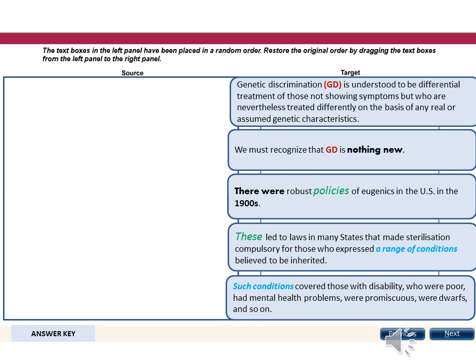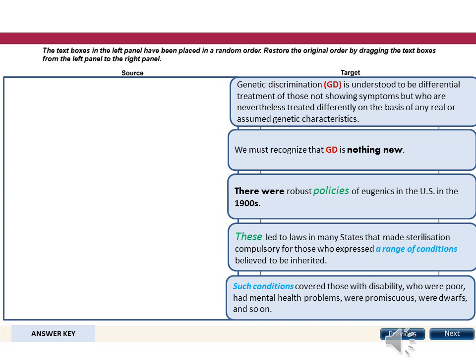The first sentence defined genetic discrimination, and the next sentence refers to it again as GD. Then it says it's nothing new, it has been going on since the 1900s. These policies have led to laws. Then there's a reference to a range of conditions, and such conditions covered those with, right? So you'll see that there's a completely logical flow here. And this is an easy question to attempt if you are aware of the strategies and if you're solving it like this step by step.